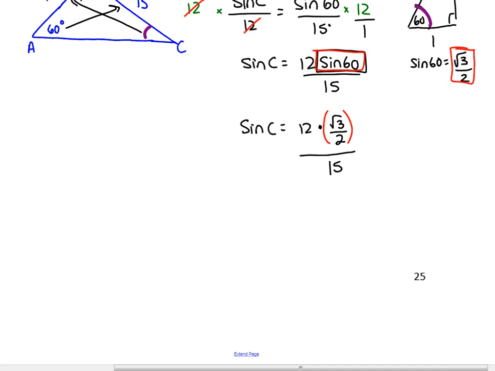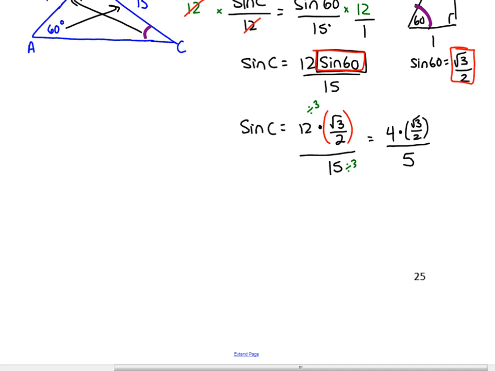Okay, so the 12 and 15, we can reduce those. Yeah, we can. So we can divide both 12 and 15 by 3. So let's start there. If we divide both by 3, we get 4 times root 3 over 2 all over... So we divided both the 12 and 15 by 3 is what we did. Okay, we reduced those coefficients. 15 divided by 3 is 5.